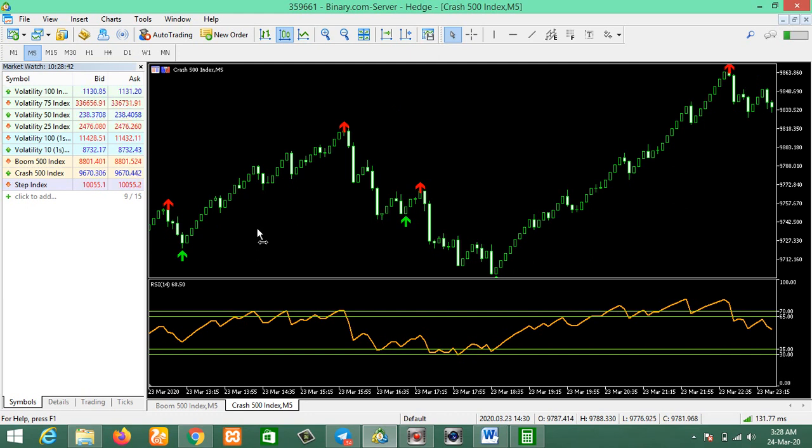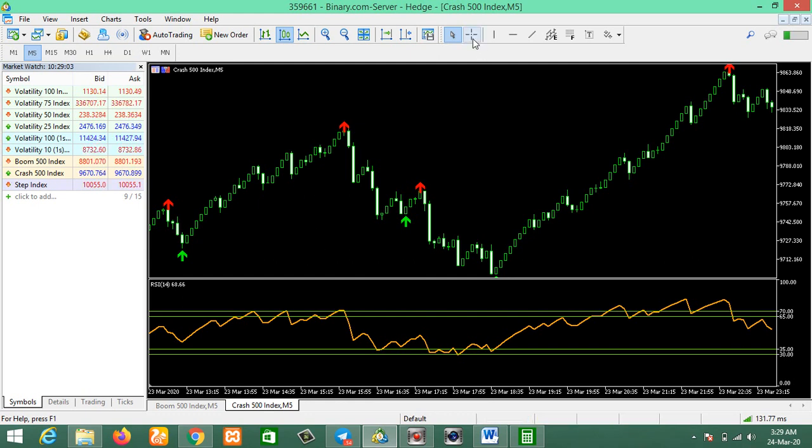You enter the market, then you leave the market when it's above 50 going to 60. You enter the market when it's around 35 and 40. Then you leave the market when it's around 50 to 60, because this is Crash, it is going up. So the value of the RSI is also increasing.